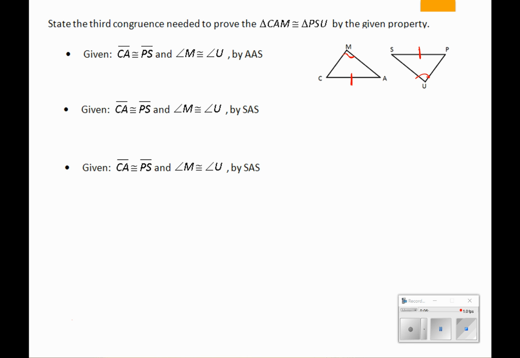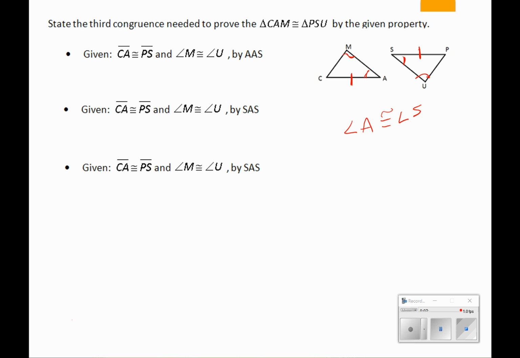This time I want side, angle, side. I've got a side, I've got an angle, but it's not included. So what I actually need are the two sides, I need a side and an included angle. So I could say A and S. So angle A is congruent to angle S.